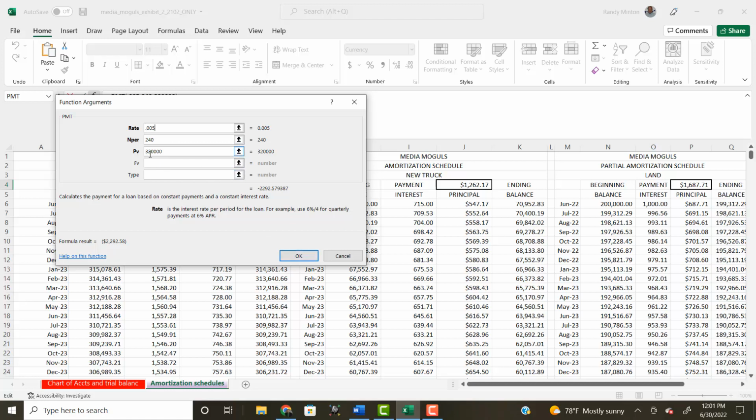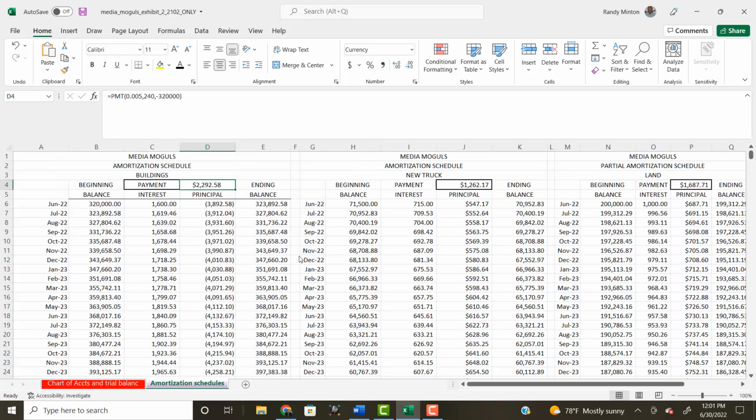And now, what I could do, because I want this to show up as a positive number anyway, I'm going to put this in as a negative number. And when I do that, it changes this to a positive number, which I needed to do anyway. All right? And now I'm going to have to redo my amortization schedule.